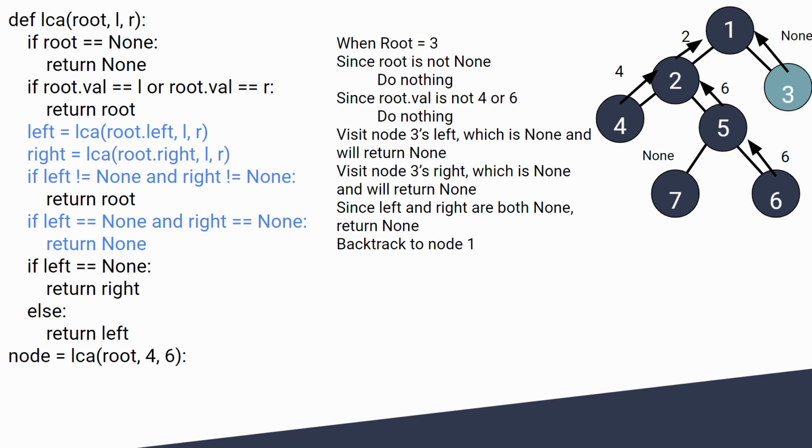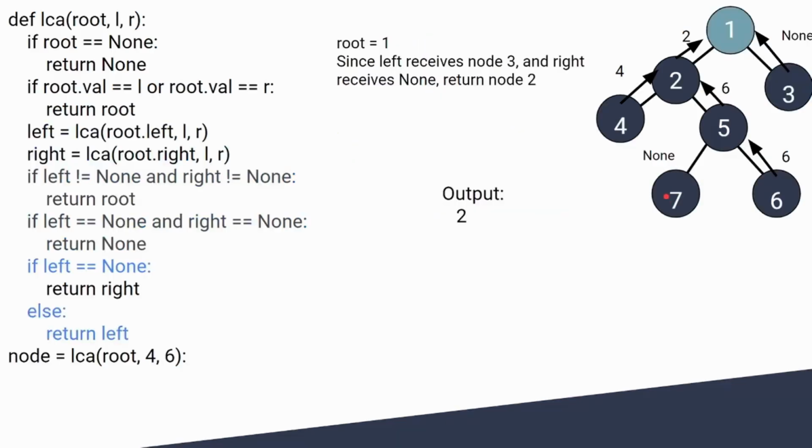When 3, since the root isn't none, do nothing. Since it isn't 4 or 6, you do nothing. And then since 3's left is none, you return none. Since its right is none, you return none. So since the left and right are both none, you return none. Then you backtrack to 1.